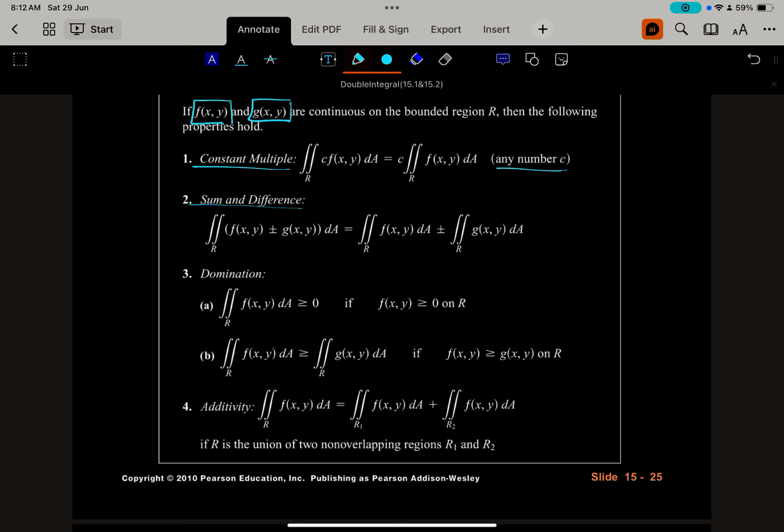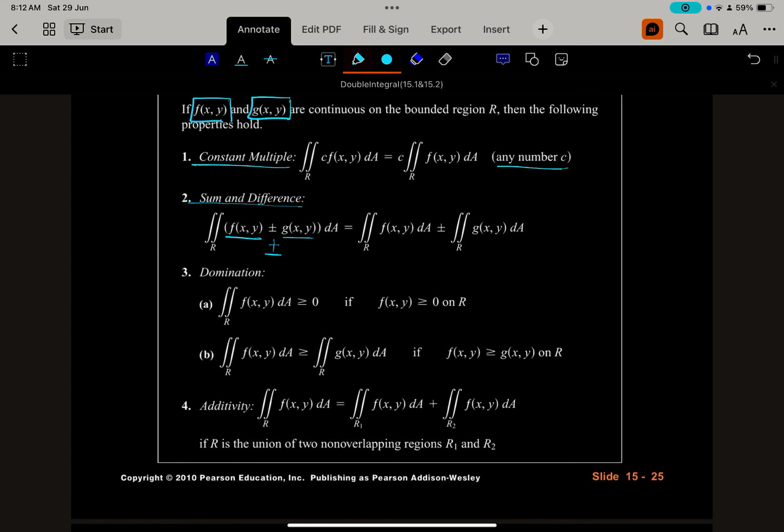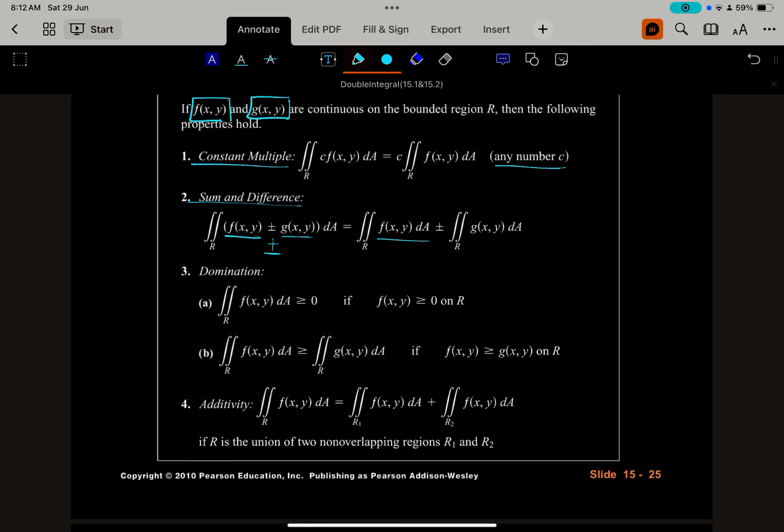Now we have the sum and difference property, which basically states that if we have a function f of x, y and another function g of x, y, if we add or subtract them, then we can separate those two functions into two separate integrals: the double integral of f of x, y dA over the region R, and the double integral of g of x, y dA, with a plus or minus sign between them.